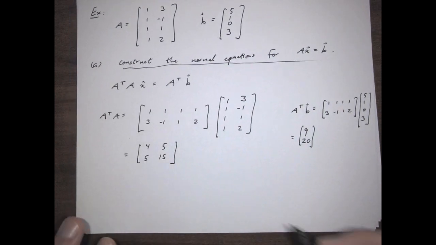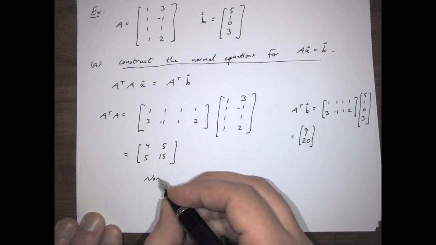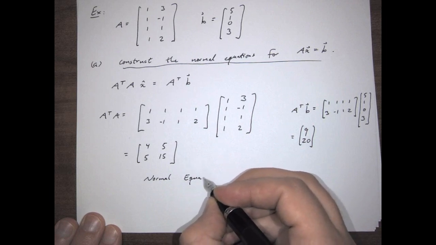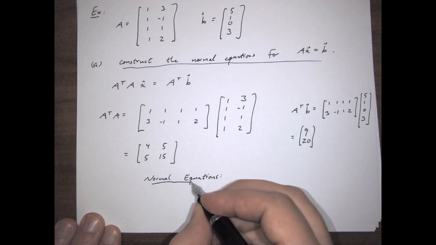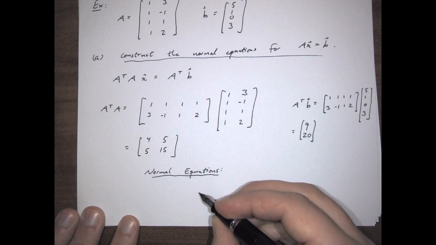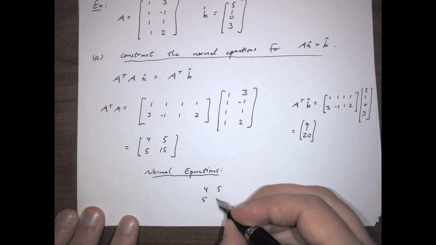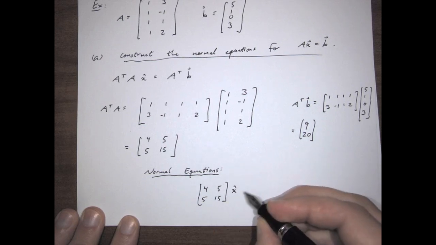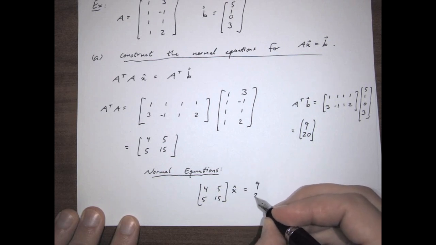Alright, and then the normal equations here are going to be, if we wrote it out as a system, 2 equations. That's why they're called normal equations. But if we write it as a matrix, it would only have the form of 1 equation. So 4, 5, 5, 15, mystery x hat equals 9, 20.